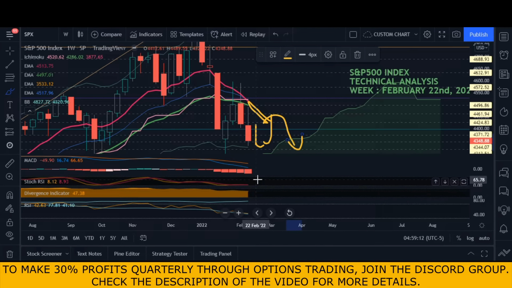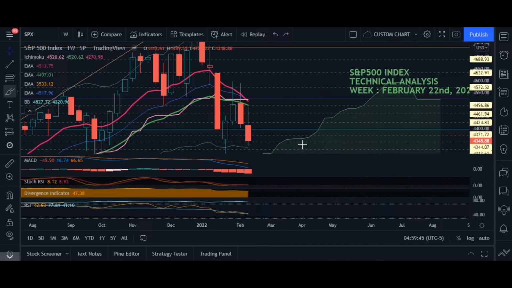Stochastic RSI is clearly bearish because the K channel is 8.12 and the D channel is 8.93. Then comes the divergence in the prices of the candles. As of now this divergence is normal, around 47, 48, so that's not a problem. Then comes the momentum. As of now, momentum is in support of the bears.